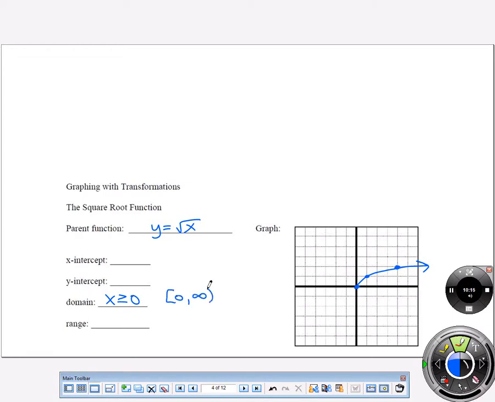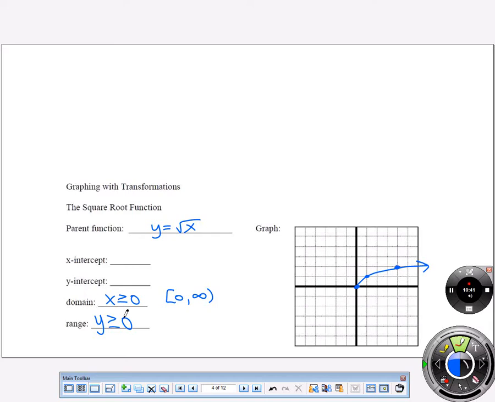Okay. What about the range? The y values of the graph. Damien? I like the greater than part better. Greater than or equal to 0 because it's at 0 and then it's above 0. Okay, so the y values are all greater than or equal to 0.